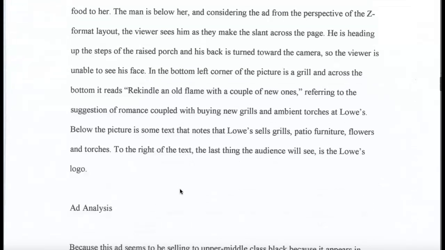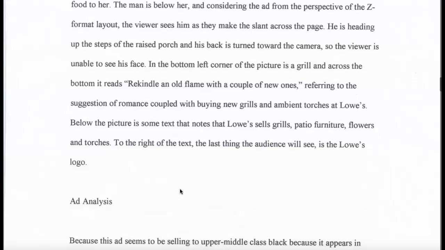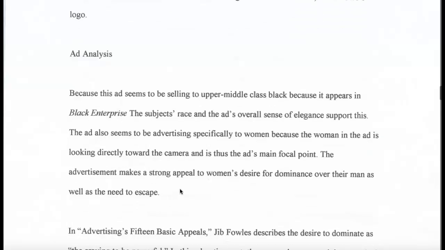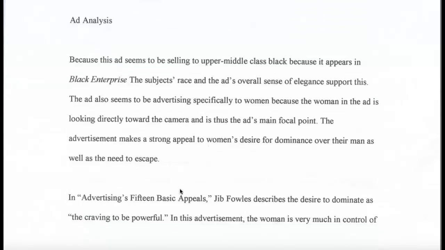So as you can see, it's about half to three-quarters of a page description of the ad. The analysis section starts off with a short paragraph which reemphasizes who the audience is. This seems to be selling to upper middle class blacks because it appears in Black Enterprise. The subject's race and overall sense of elegance support this. The ad seems to be selling specifically to women because the woman in the ad is looking directly towards the camera and is thus the ad's main focal point.